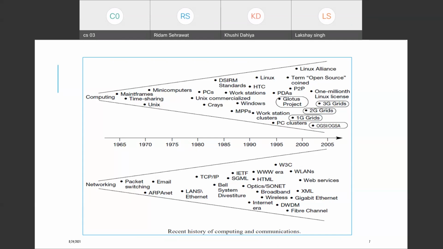Next is your computing. So computing, you understand a little bit later. What we have in computing basically finds its root when you have the time sharing system. Time sharing means, do you have any idea about time sharing? Yes, ma'am. Can you explain, Kushi?